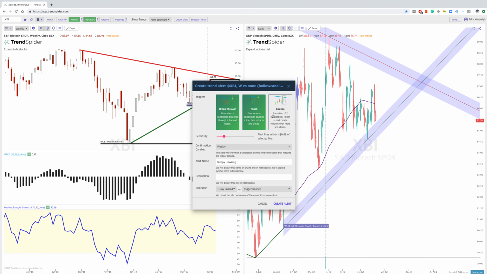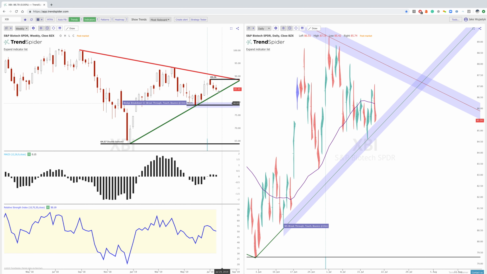So I would do a breakthrough touch or a bounce, and make the sensitivity so it fires within about $1 of that line. So I can capture if there's any reversal right before that area, and I'll have it set for 15 minutes. That means anytime the 15-minute candle closes in that purple area, I'll be alerted. We'll do, let's say, wedge breakdown S1, 14 days have passed is the expiration, alerts created.